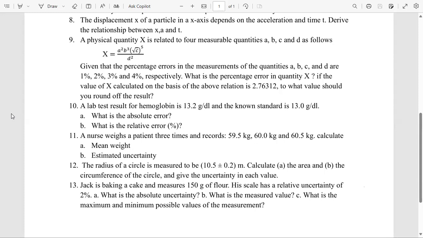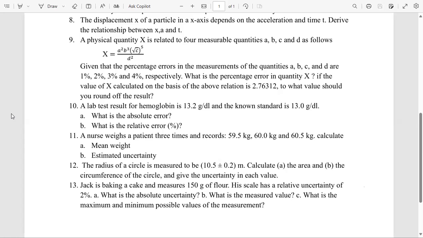So question 8 is saying the displacement of a particle in the x-axis depends on the acceleration and time t. Derive the relationship between x, which is the displacement, acceleration a, and t.